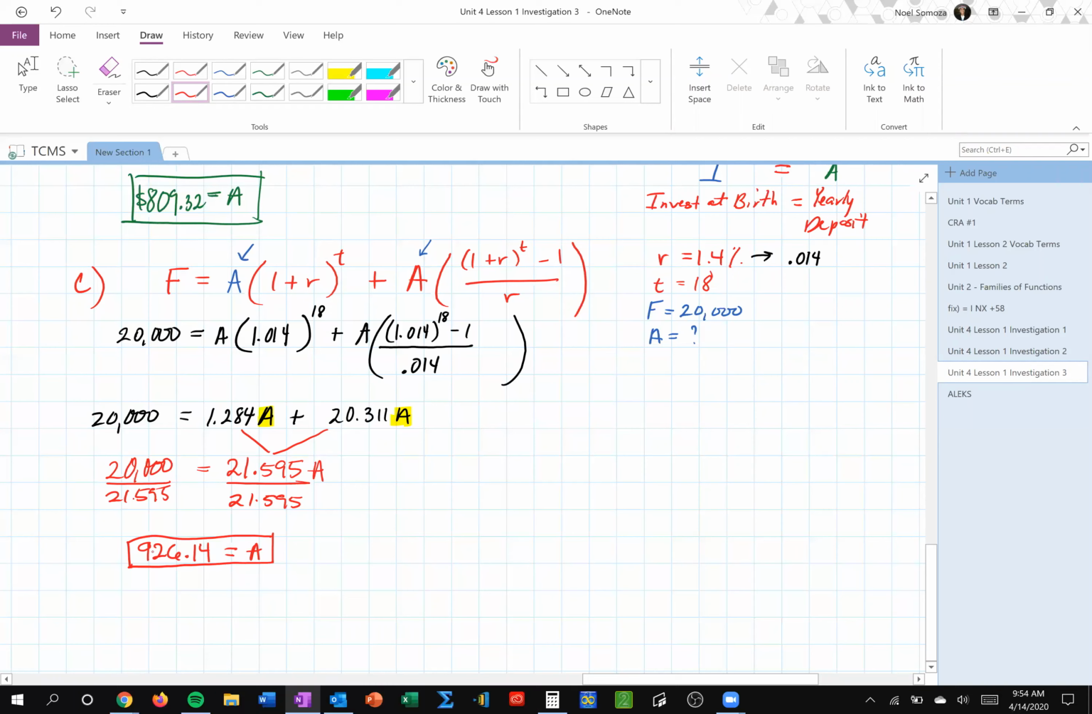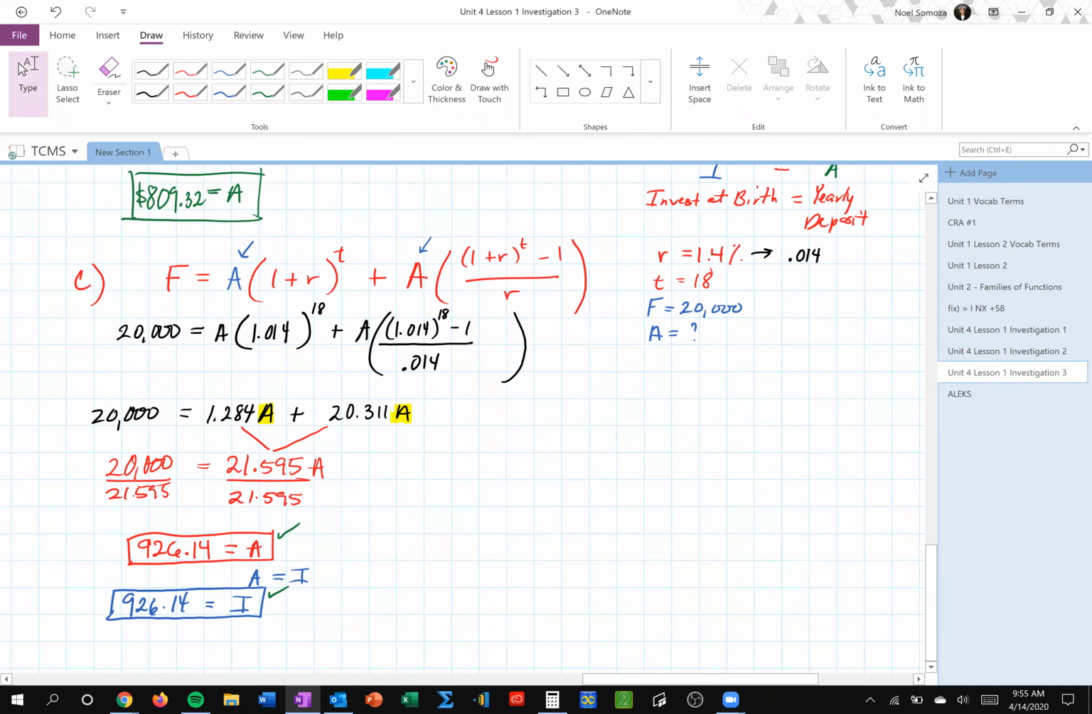So the recurring deposit that we need to place into the account every year is $926.14, and since we also knew that A was equal to the initial investment, the initial investment would also have to be $926.14. Whatever they invest at birth, they have to keep investing every year to reach that goal. Notice how the initial and recurring investments are much higher than in the previous problems, and that has to do with the rate. The interest rate was not high enough to earn money for them, so they themselves had to put the money into the account.